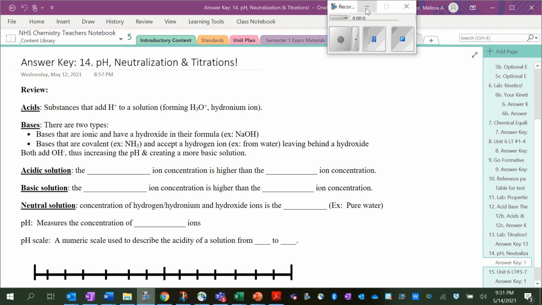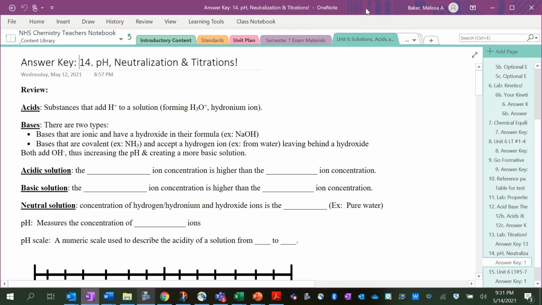All right, let's talk over pH, neutralization, and titrations. So a little review. Acids are things that add H plus to a solution. They form H3O plus, a hydronium ion.